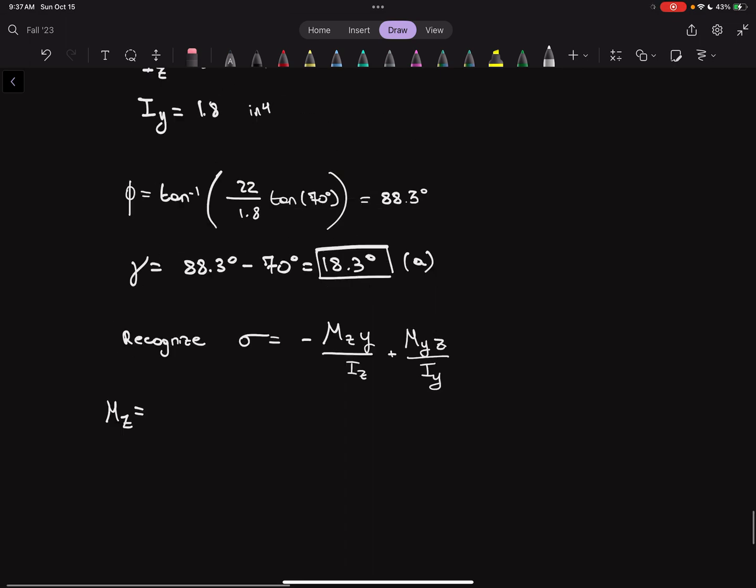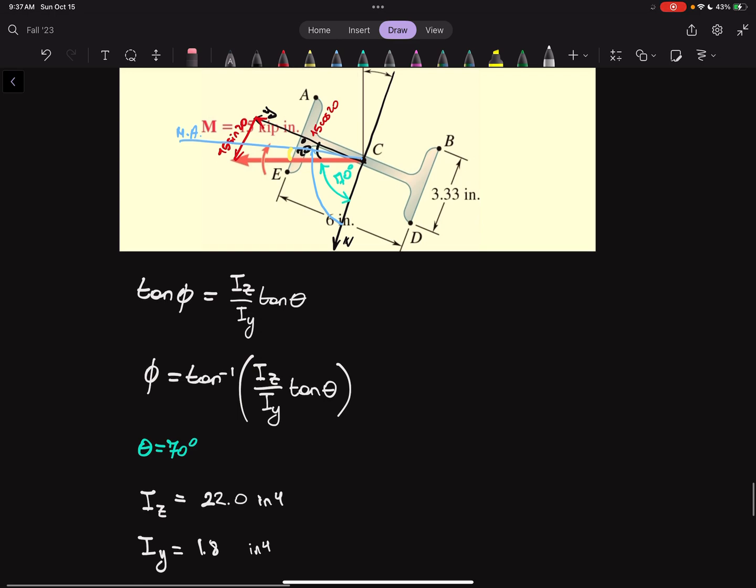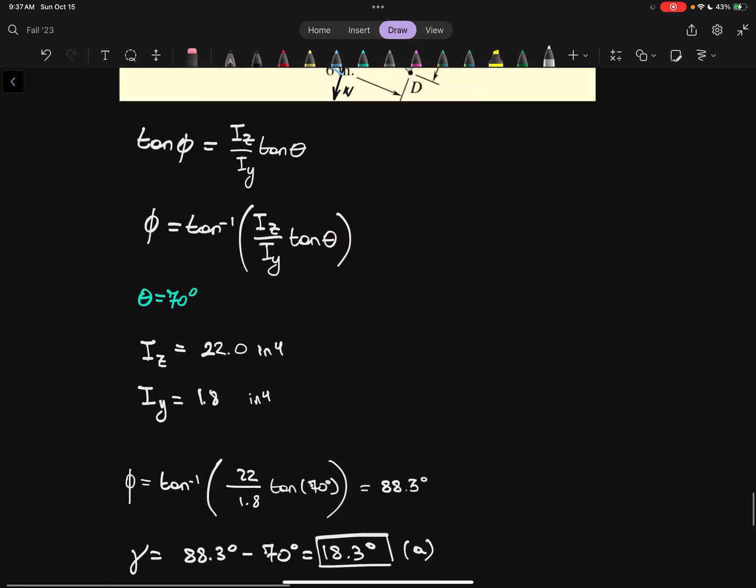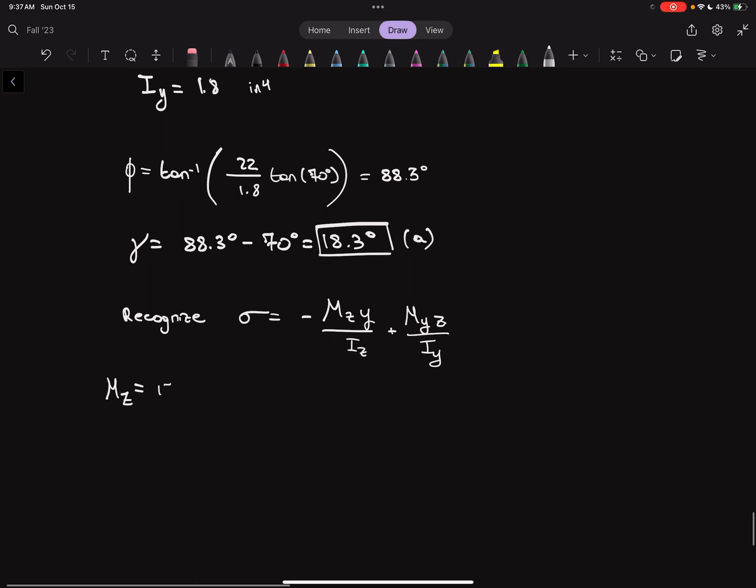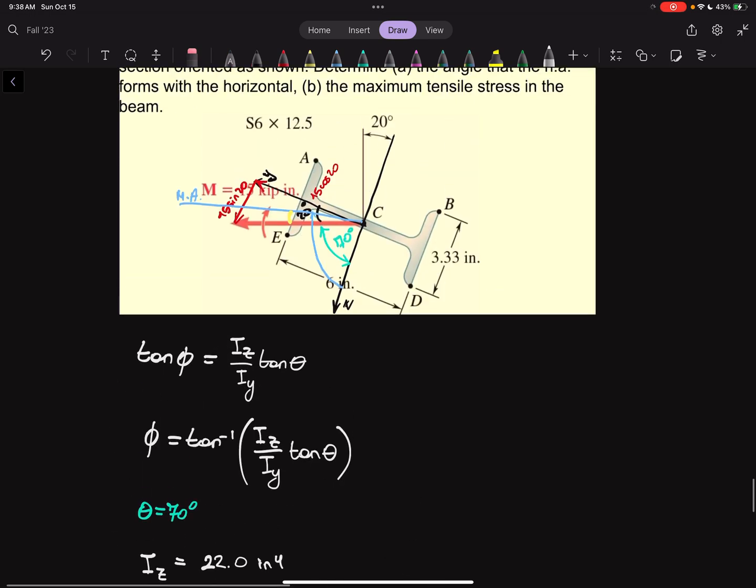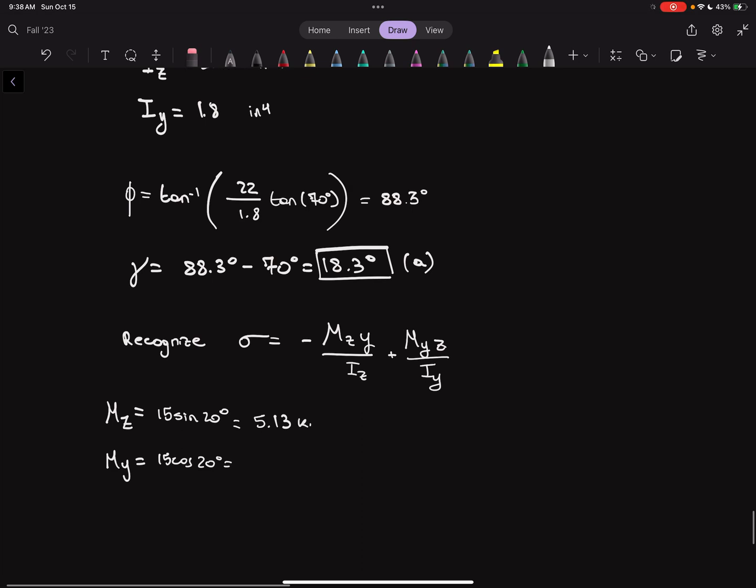So Mz is going to be what? Along the z it's going to be 15 sine 20, and it's going to be positive. Then My is going to be 15 cosine 20. Let's get that out of the way real quick. 15 times the sine 20 is 5.13, and the units are kip-inches. Then 15 times the cosine 20 is 14.1 kip-inches.